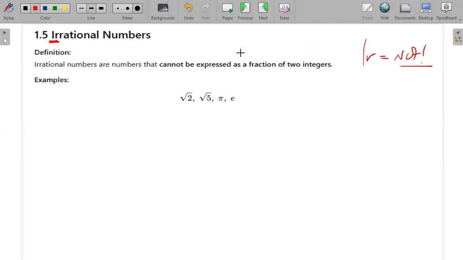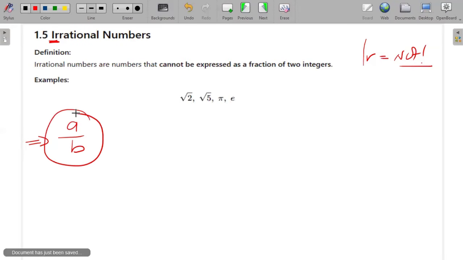They are numbers that cannot be expressed in the form of A over B, or in the form of a fraction, because this is a fraction. So these irrational numbers cannot be expressed in the form A over B, meaning they are not rational. But in math, we don't say not rational numbers, we say irrational numbers. It's just to make it sound good, but it's actually the same. So the irrational numbers are numbers that cannot be expressed as a fraction of 2 integers.